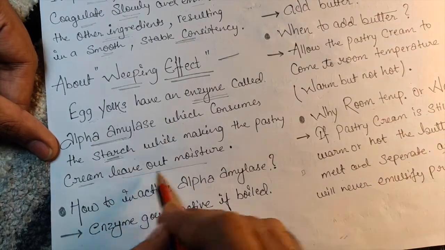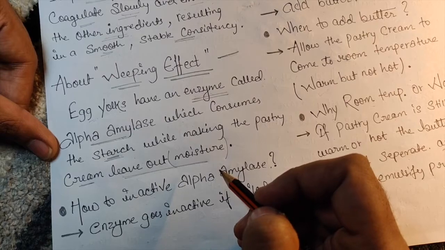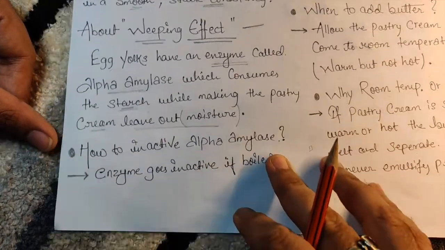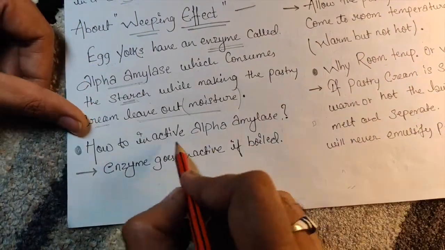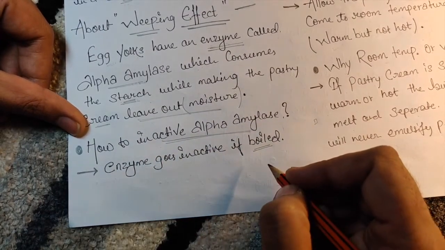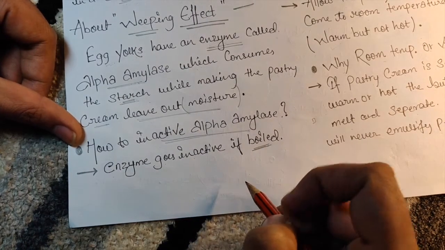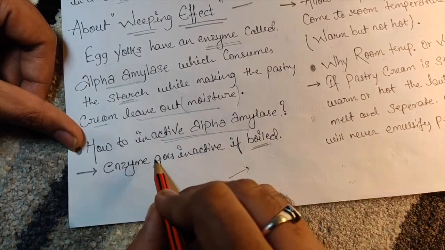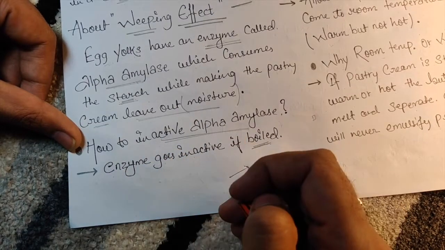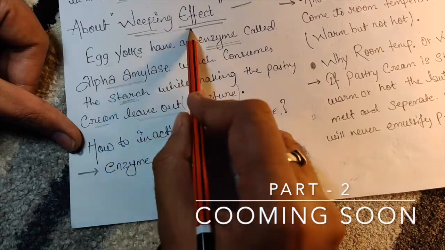The cream leaves out moisture, and we don't want moisture in our cream, right? We want it nicely thickened. How to kill it? Here we go. How to inactivate the alpha amylase? Just give it a quick boil. The enzyme becomes inactive when boiled. Just go for a boil and the alpha amylase will die. It means you just save your pastry cream from the whipping effect.